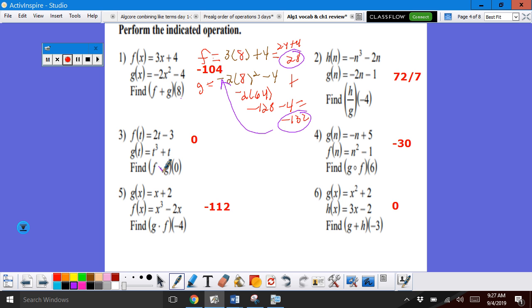All right, this guy is multiply. This one is a composite. So remember, composite is like the ones on the front. You're going to do the f first and then the g.